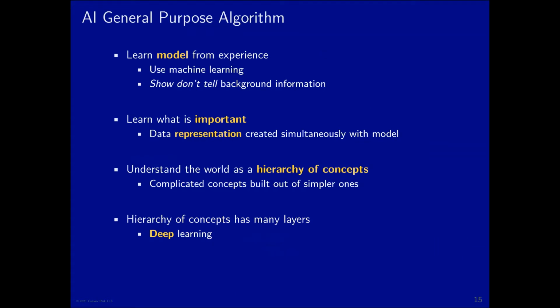So it's got four components to it. Firstly, it's going to be about learning the model from experience. Okay, so there's going to be a machine learning kind of approach. It is not going to be some sort of expert system. It's a show, don't tell, and let me figure it out for myself. Secondly, it's going to learn what is important. It's going to learn the data representation, the comparables, if you will, simultaneously with learning the model. Okay, so even if you feed it pictures, a lot of input, it's going to figure out how it should summarize and abstract that information in order to glean what's most important.